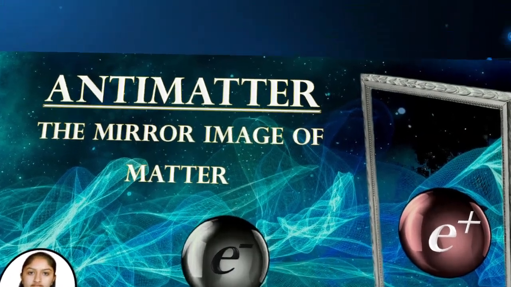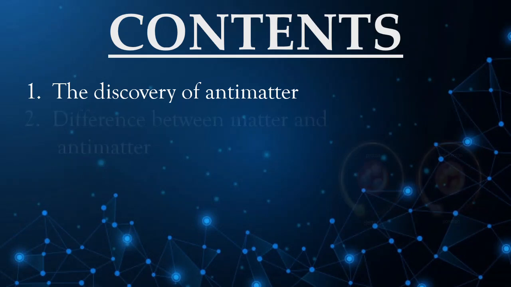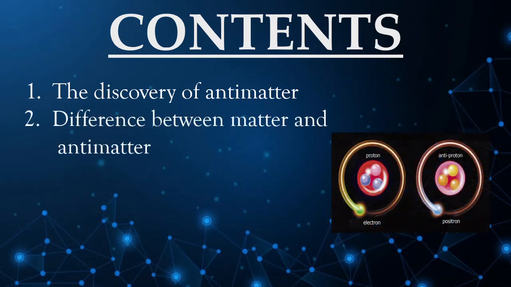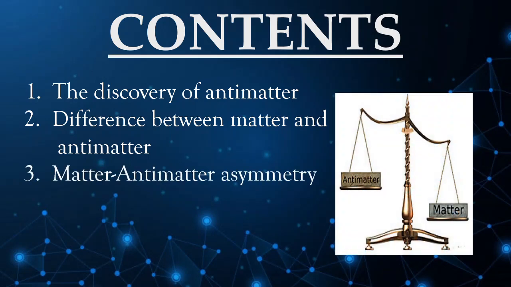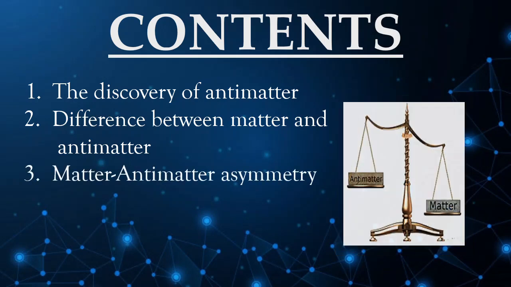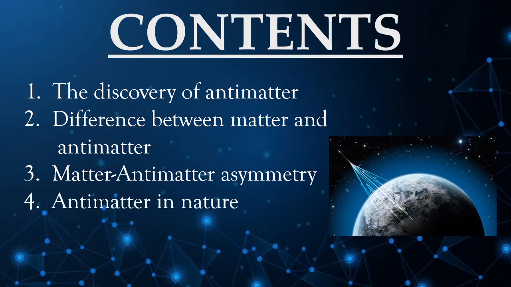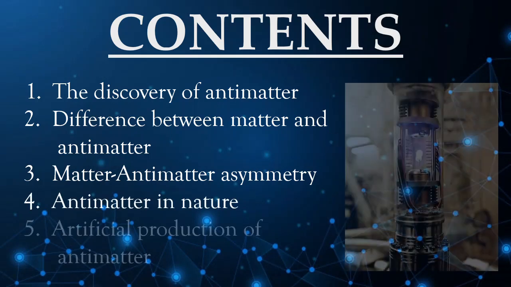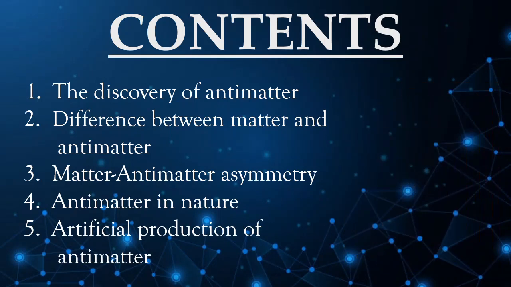Here is the outline of the presentation. First topic will be the discovery of antimatter. Second topic will be the difference between matter and antimatter. Third topic will be matter-antimatter asymmetry. Fourth topic will be antimatter in nature. And the final topic will be artificial production of antimatter. So let's start with the discovery of antimatter.